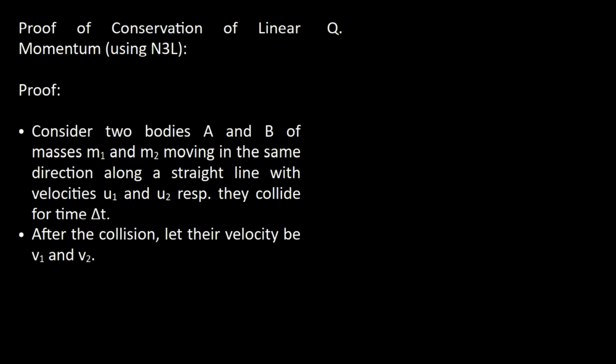So let's prove conservation of linear momentum using Newton's third law. For that, we are considering two objects A and B with mass m1 and m2 moving along the same direction and along a straight line, with the velocity of u1 and u2 respectively. Say the first object has more velocity than the second object, and this leads to collision. After the collision, we have the velocity of v1 and v2. Quite simple. So we have three different cases.